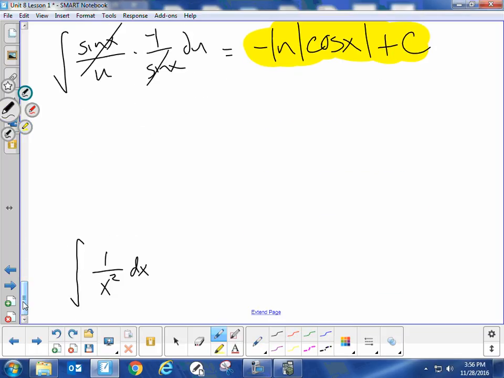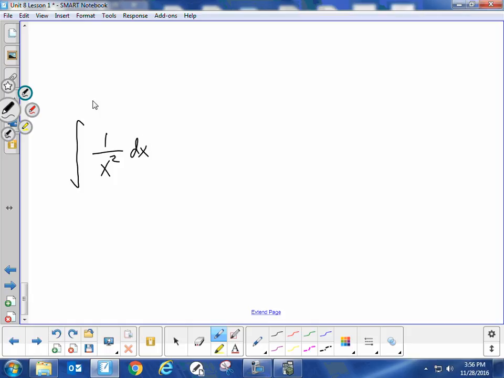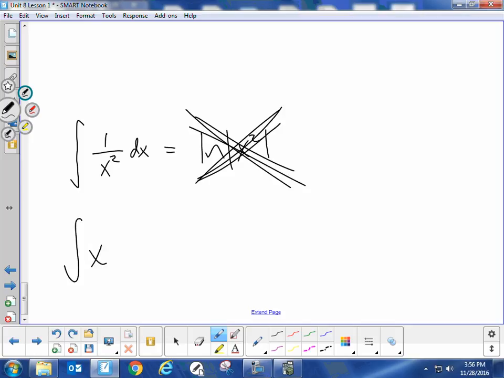And finally, remember, you're going to think that whenever you have an x to a power in any denominator, its antiderivative is log. It is not. If you say that this antiderivative is the log of x squared, you are wrong. Don't make this mistake. Instead, rewrite it as x to the negative second and use the power rule.